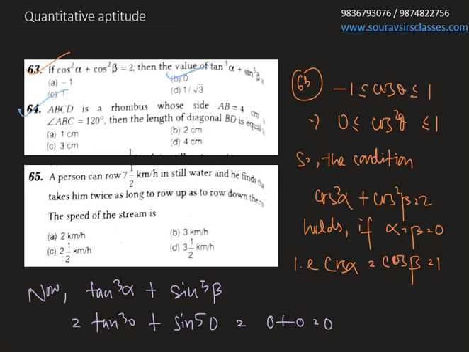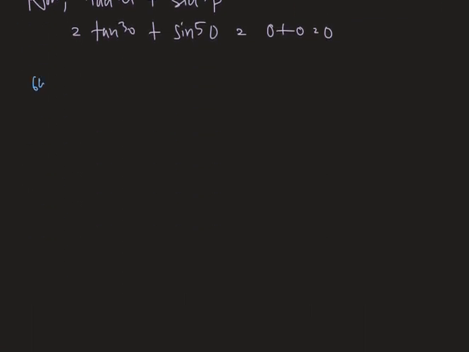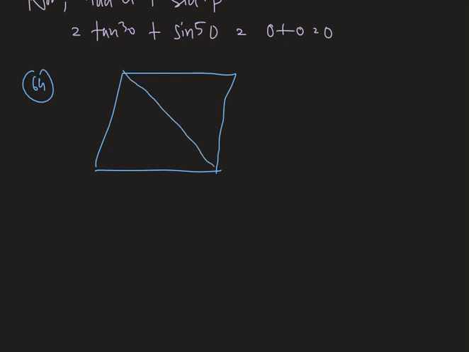ABCD is a rhombus whose side AB is equals to 4 centimeter and the angle ABC is 120 degree. Then we need to find the length of the diagonal BD. Suppose this is our required rhombus with diagonals A, B, C, D, and the angle ABC is 120 degree. And we know that two diagonals of a rhombus are nothing but perpendicular to each other.